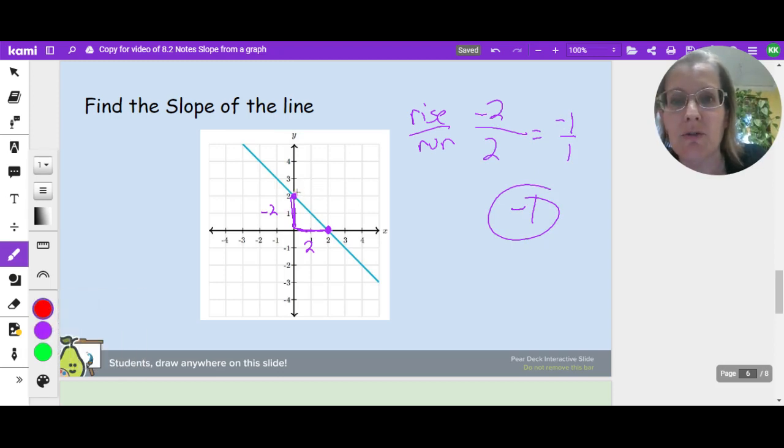You could draw your line this way and then still have 2 and negative 2, but I think it's easier to go down and then over. But it doesn't matter which way you do it, as long as you remember that the up and down is the y and the sideways is the x. So now you are ready to practice.